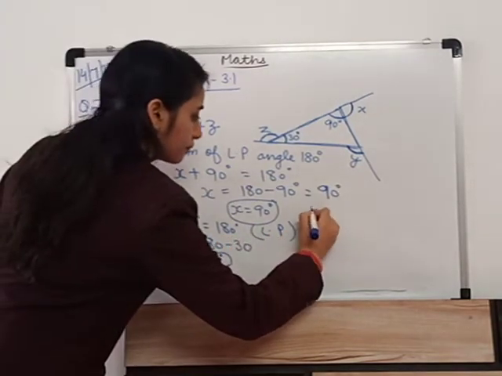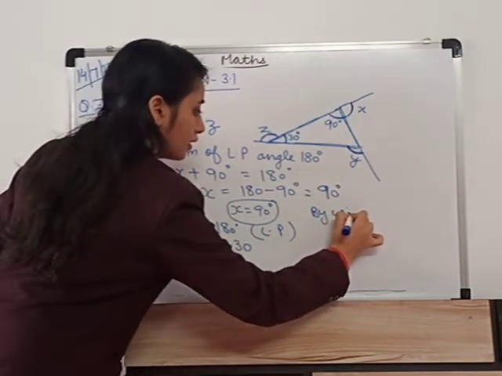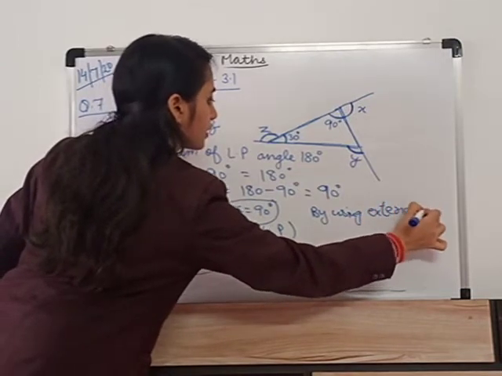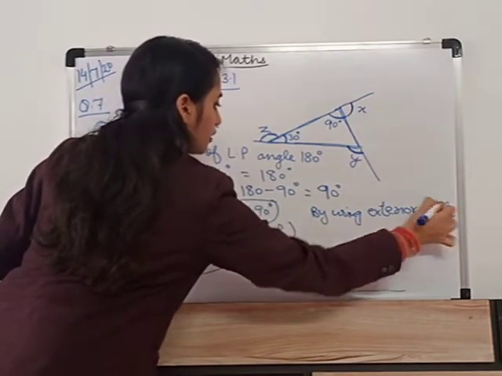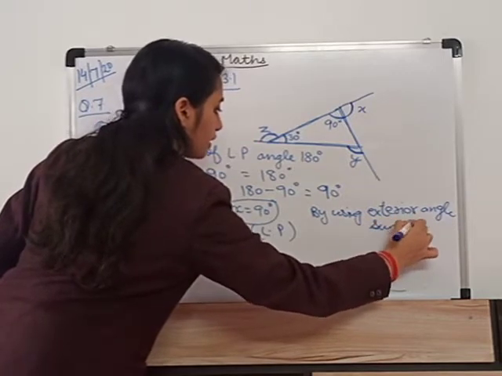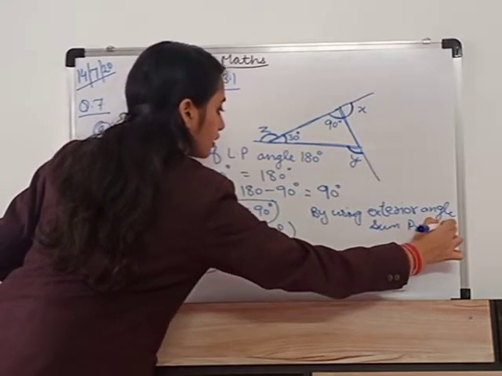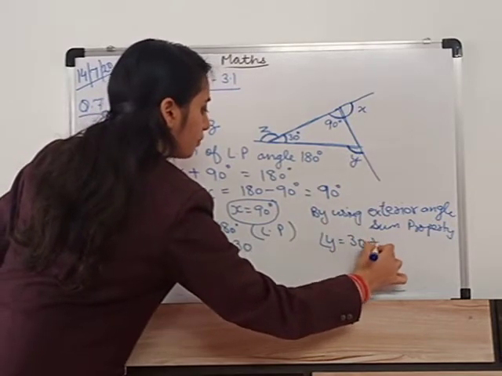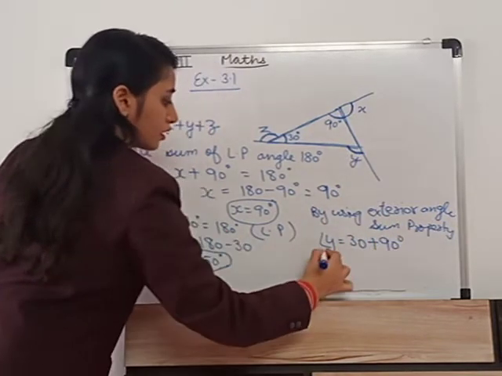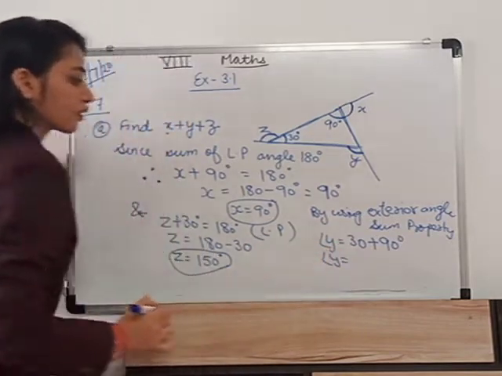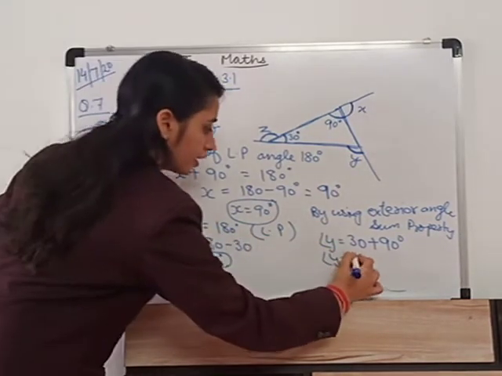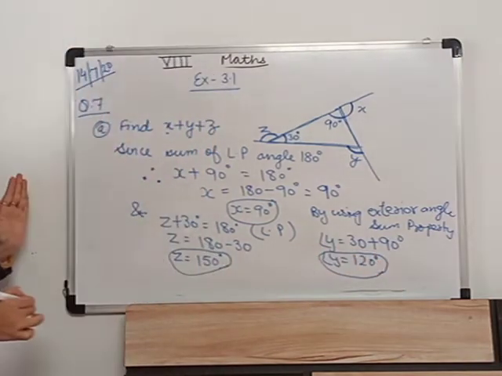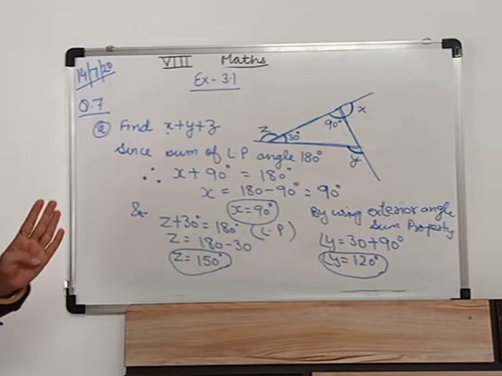By using the exterior angle sum property, angle y is equal to angle 30 plus 90. So the value of angle y is equal to 120 degree. In this way we can find the values of x, y, and z.